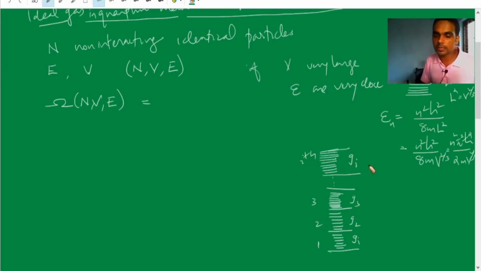Inside a cell there are Gi number of levels. Similarly, the cell has a common energy, which you can write as the average energy of the cell. This is E1, here E2, E3, and the number of particles inside is N1, N2, N3, N4, etc. So we have a distribution set Ni.